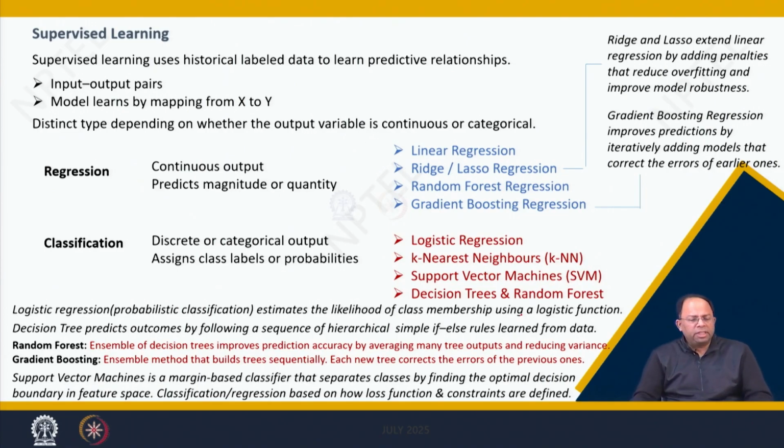Now, we will elaborate on each one of these. So, first of all, let us talk about supervised learning. Supervised learning uses historical labeled data to learn predictive relationships, right? That means there are input-output pairs, and the model learns by mapping input to output, that is x to y. And there are different types, of course, and it depends on many things: whether the outcome is continuous, whether it is categorical, or the task itself. So the first one is, of course, the regression task.